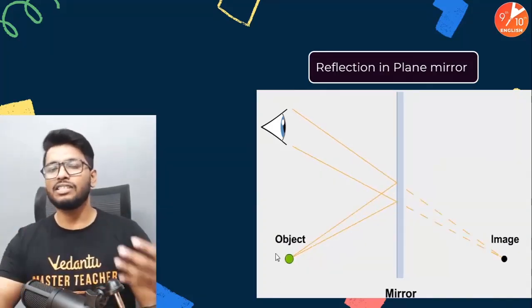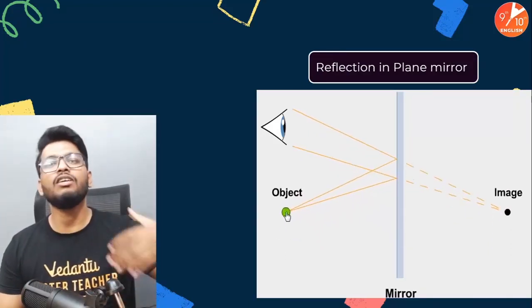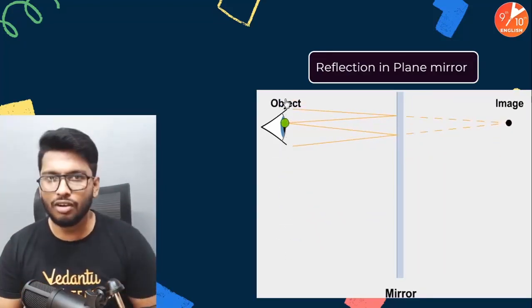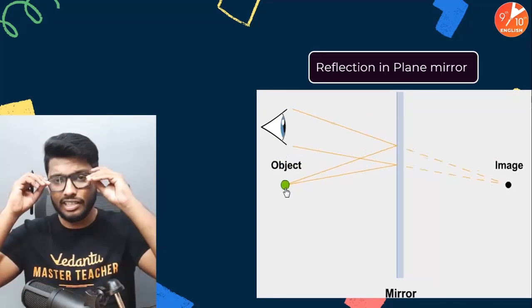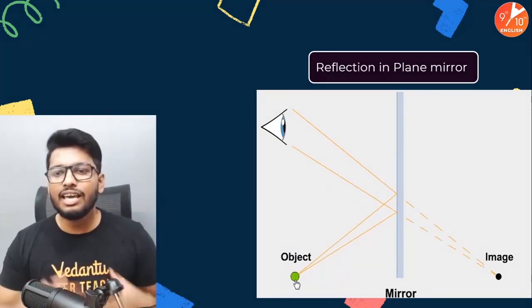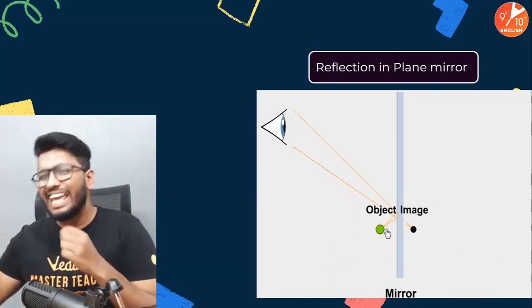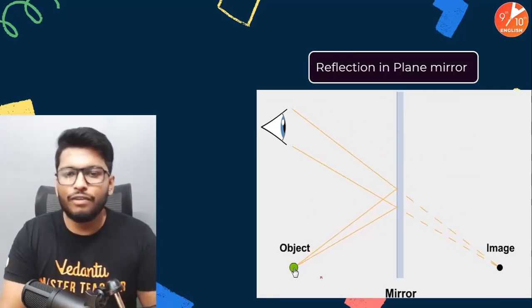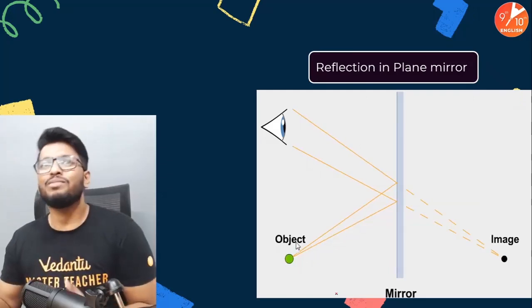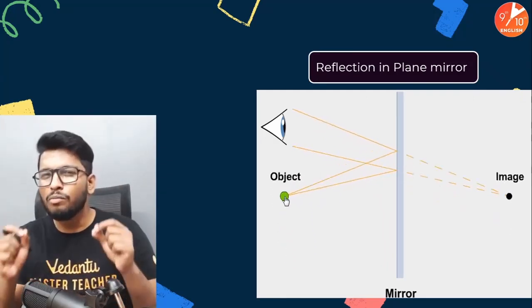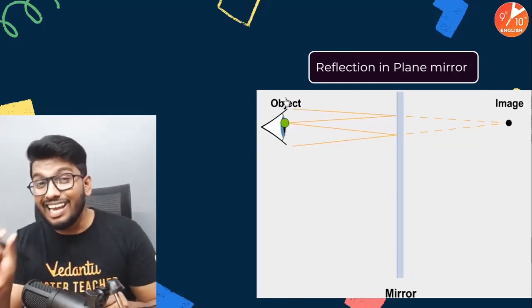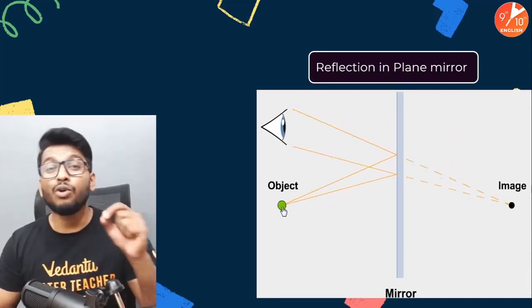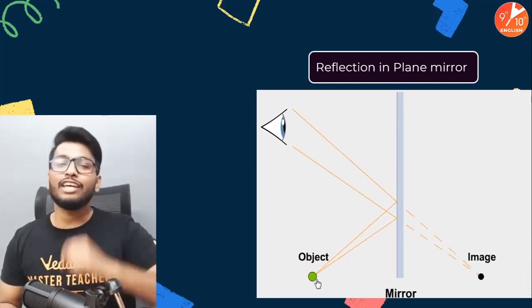Plane mirrors basically are mirrors which have infinite focal length or infinite center of curvature. And here what you see is that no matter where the object is, the image will be formed at the same distance from the mirror. So if the object is, let's say, about 5 meters from the mirror, the image will also be 5 meters away. And apart from that, one more additional thing is that the size of the object and the size of the image would also remain the same in the case of a plane mirror.